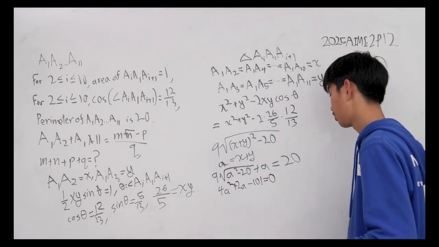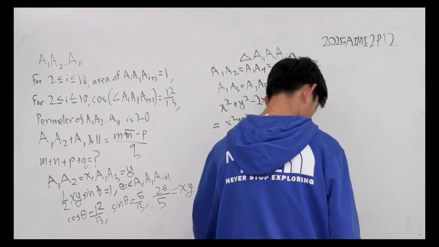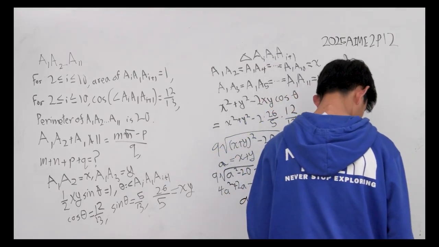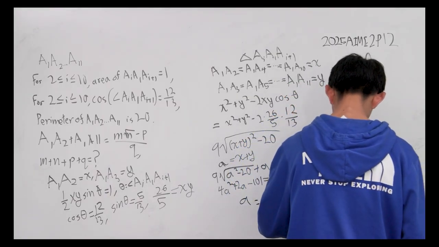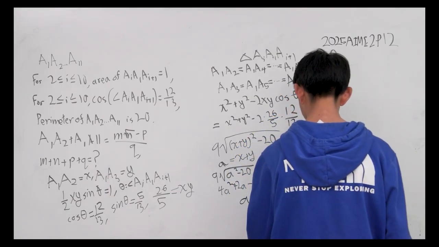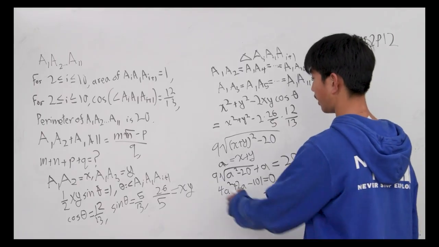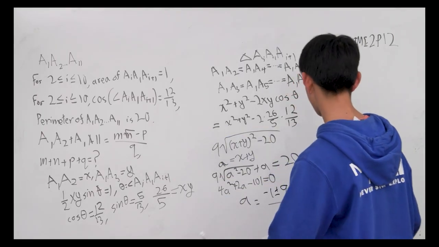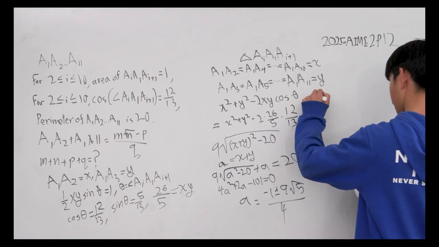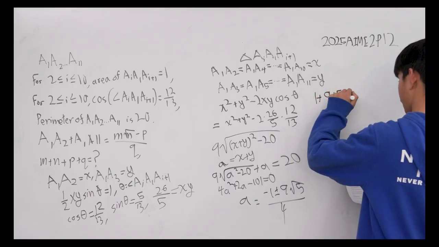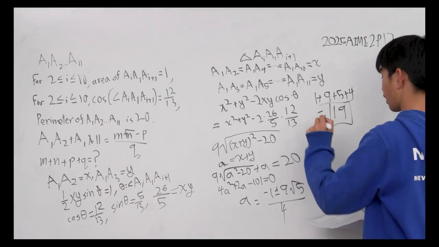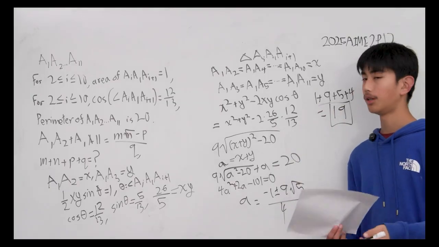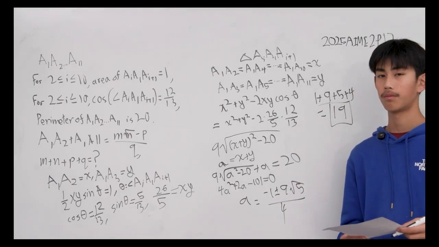This is now a simple quadratic where we have a is equal to negative 1 plus or minus 9 root 5 over 4. So we have it in the exact form over here. So that's our answer. We have 1 plus 9 plus 5 plus 4, which is going to be equal to 19, our answer for this problem, and we are finished.